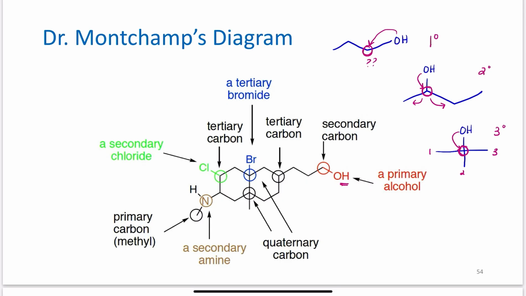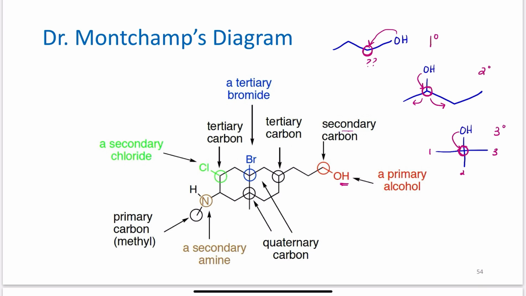So you can see here, primary alcohol, a secondary carbon. It's attached to 2 different things. A tertiary carbon is attached to 3 things besides hydrogen. Quaternary carbons are attached to 4 things that are not hydrogen.